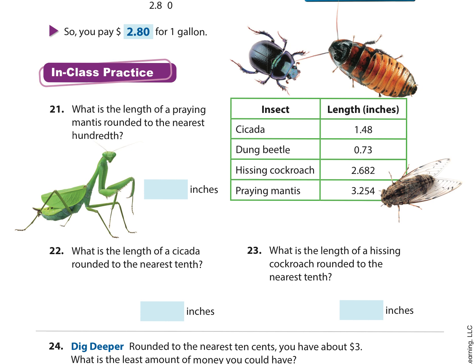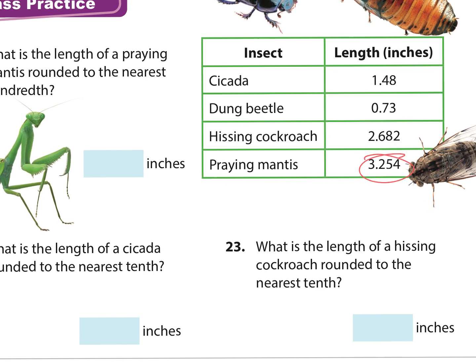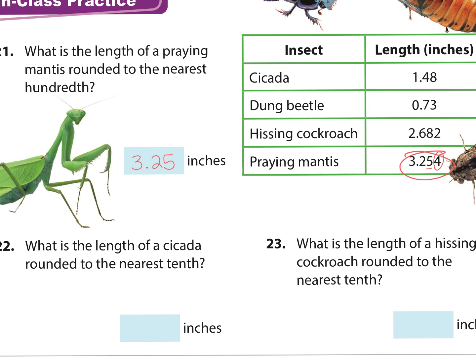Okay, so let's look at the praying mantis. Here's where I'm looking. I want to round that number to the nearest hundredth for number 21. So what digit is in the hundredths place, everybody? The 5. The judge is what digit? The 4. So what is it going to round to? 3. And 250,000. Just 25 hundredths. Remember, we're doing just the hundredths place. So I want to make sure that it is written to the hundredths.